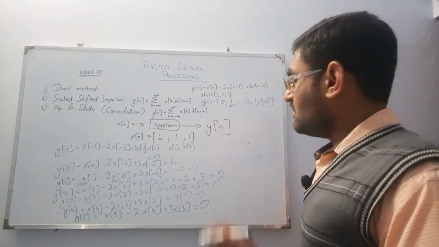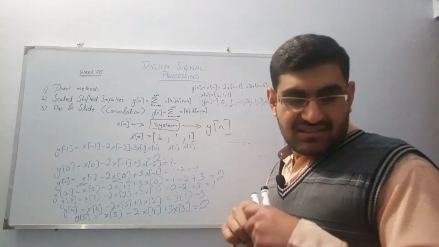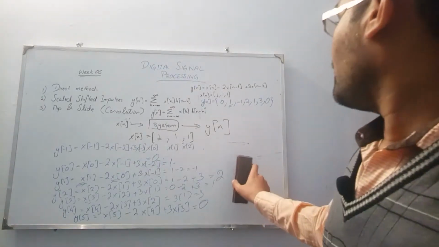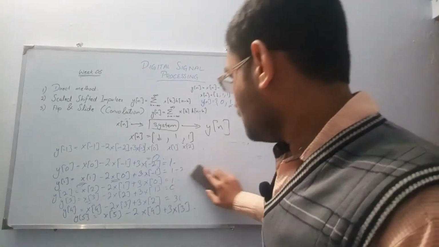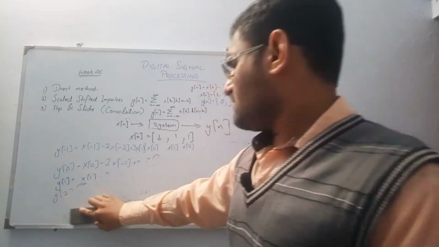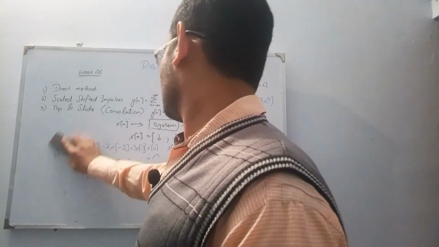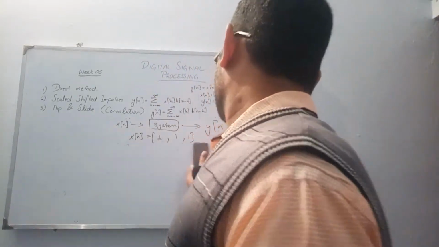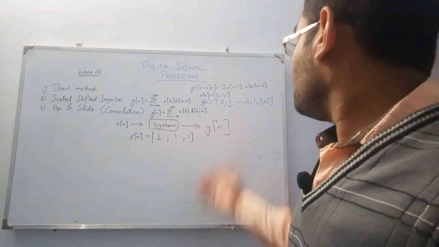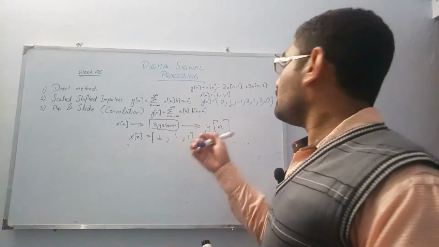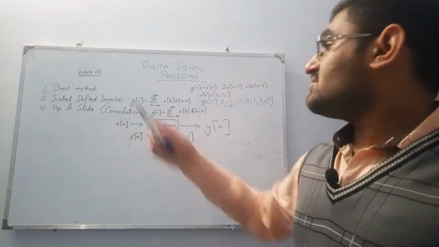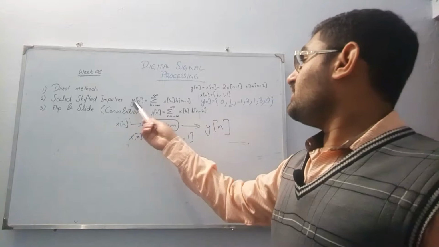This is our 0 index, and 1 is the amplitude at the 0 index. So this was the first method, that is the direct method. We calculate the output by the direct method. So the next one is scaled shifted impulses.